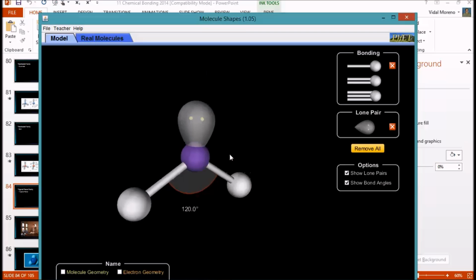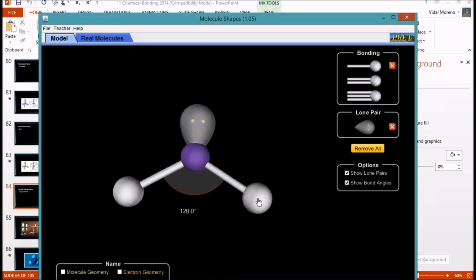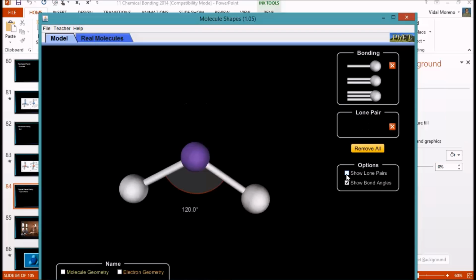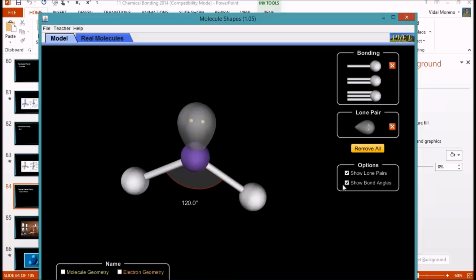What if there is a shared pair? 2 shared pairs and an unshared pair. What's this one shape called? This is called, well, you tell me. Let's make this guy bent. So this is trigonal planar bent, not to be confused with tetrahedral bent. The first one was just trigonal planar. This is trigonal planar bent. Angle, what's the angle?